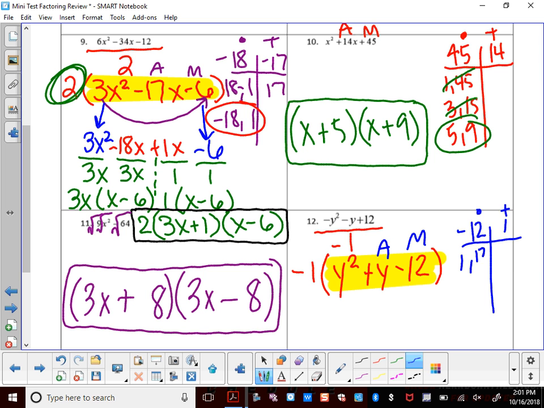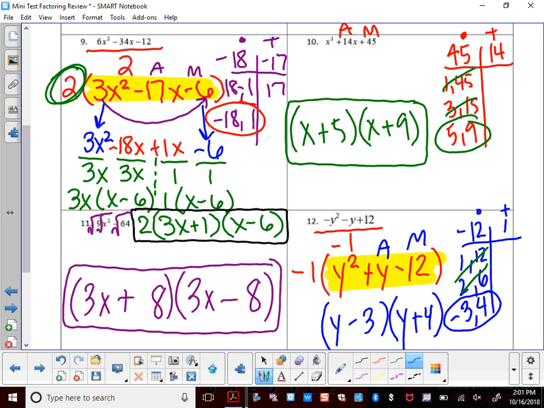So you have 1 and 12, 2 and 6, 3 and 4 is probably my best bet, right? What needs to be negative? The 3 and the 4 to give me a positive 1 to add. Negative 3 plus 4, yes, you were correct. So my answer is going to be y minus 3, and then y plus 4, and don't forget the negative 1 out front.